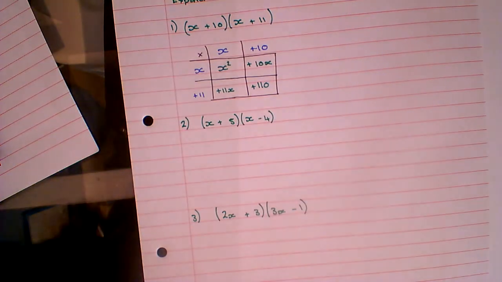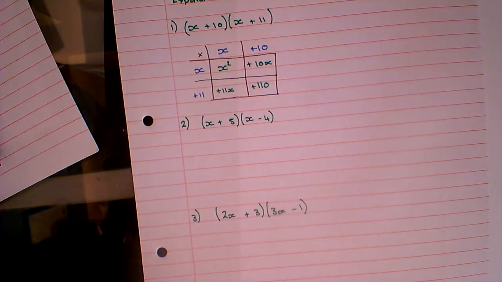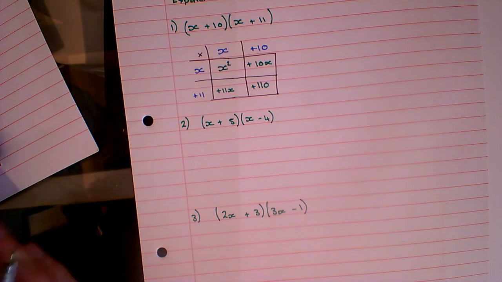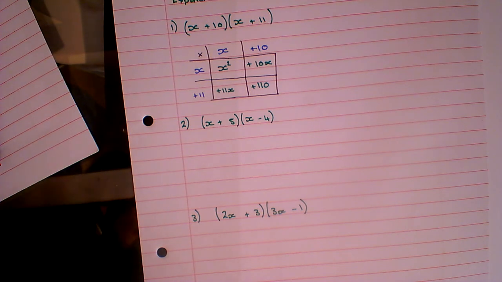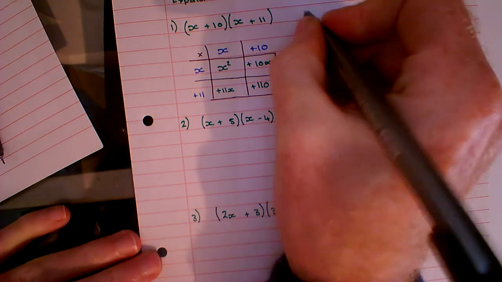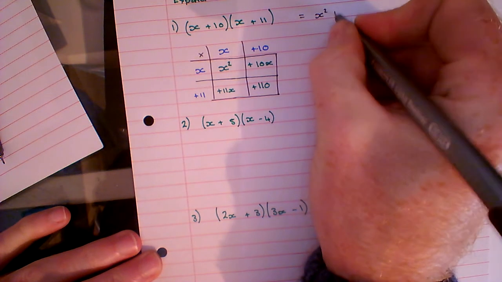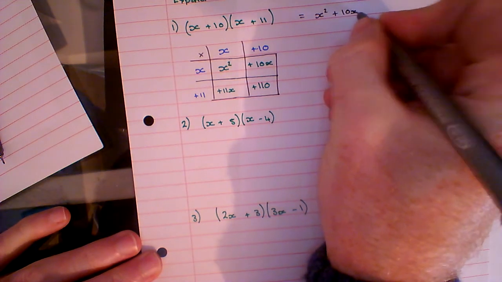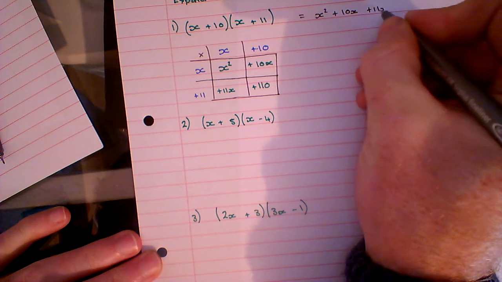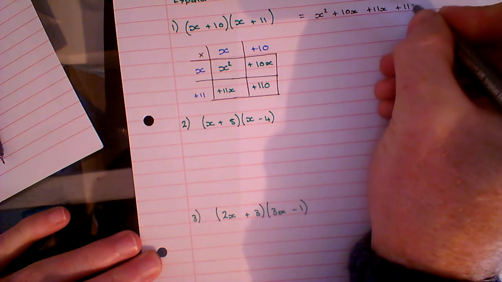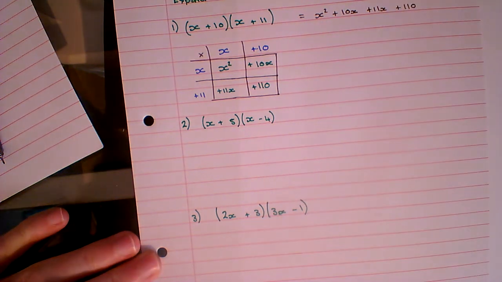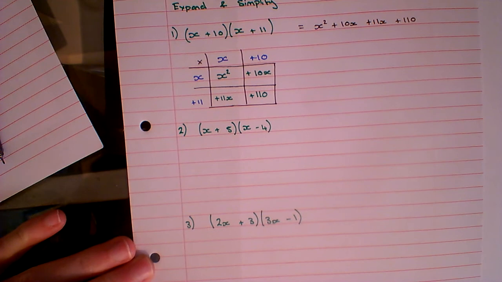To fully expand this, I need to write down everything that's in those 4 boxes, so everything I've written in green. I'm going to do that over here. So everything in green is x squared plus 10x plus 11x plus 110. Now that has been expanded. We've expanded the bracket and that's what we've got.